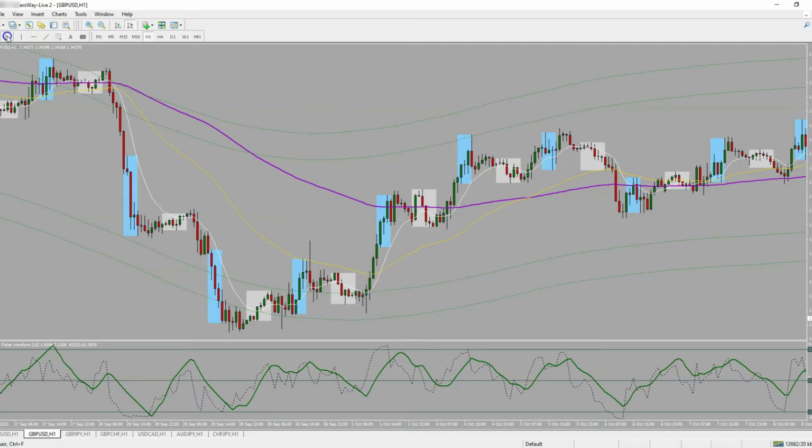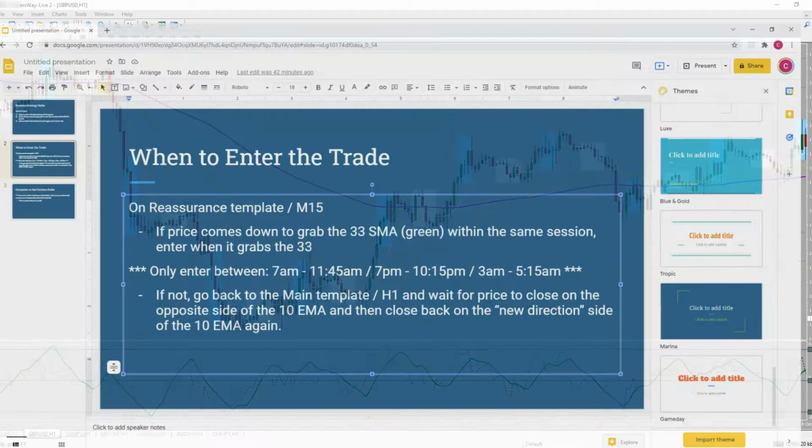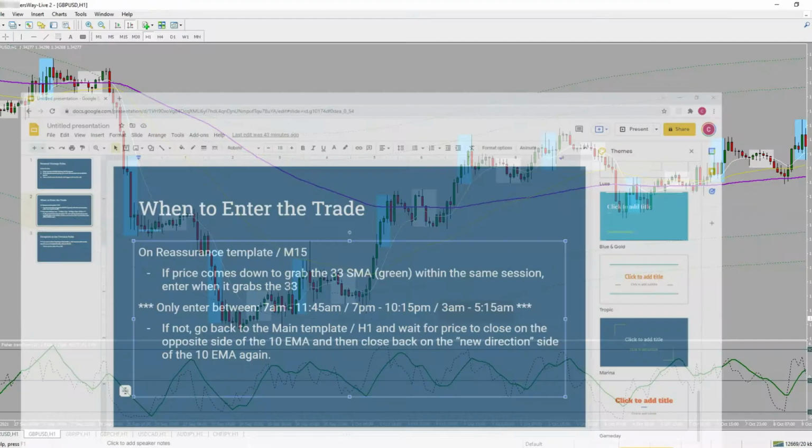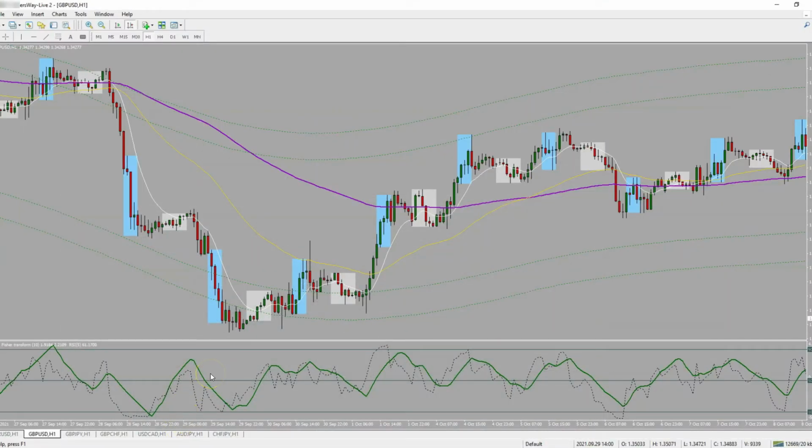This time it happened during, let's see, that's 10 o'clock chart time. That would be equivalent to 3 a.m. Eastern time, which falls within our range of time that is acceptable to take a trade. And so all we would do is go ahead, boom, we enter the trade right there.